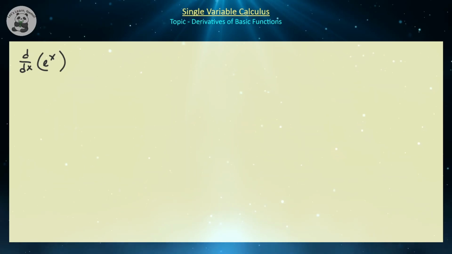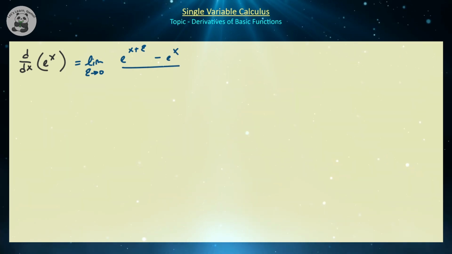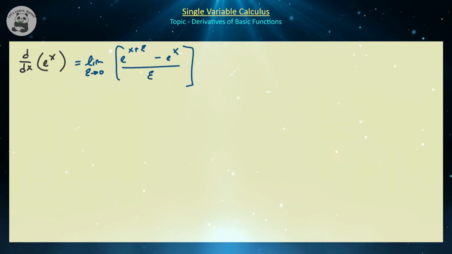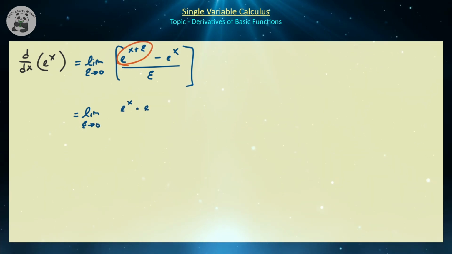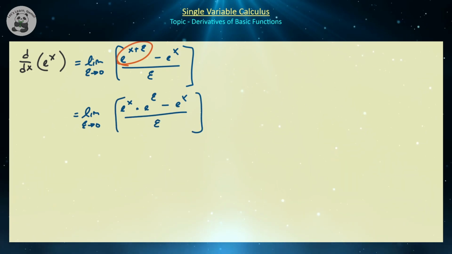The next basic function that we're going to consider taking the derivative of is the fundamental exponential function, the derivative of e to the x. So as usual, we're going to apply the limit definition to this function. So that's going to be e to the power of x plus epsilon minus the function itself, e to the x, all divided by epsilon. This can be decomposed by the properties of exponents. So it's going to be the limit as epsilon approaches 0 of e to the x times e to the epsilon minus e to the x, all divided by epsilon.